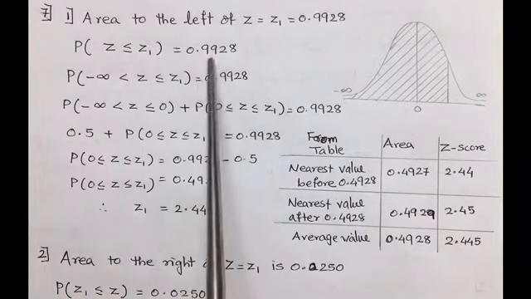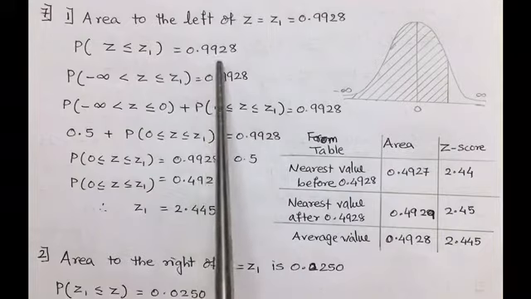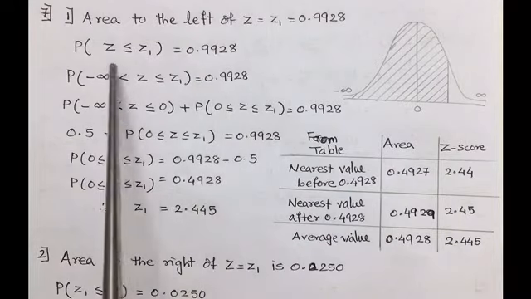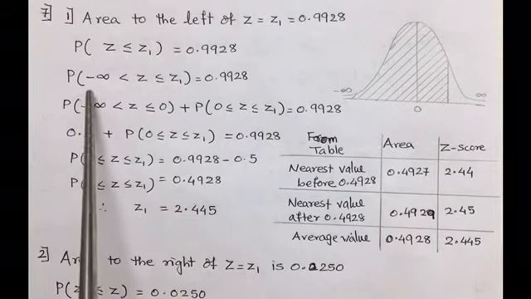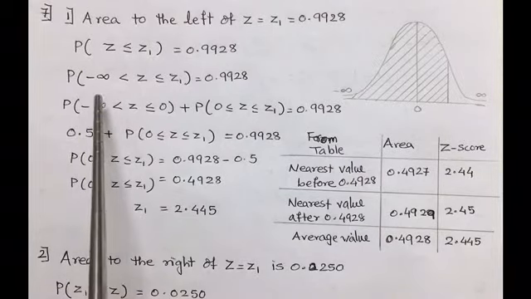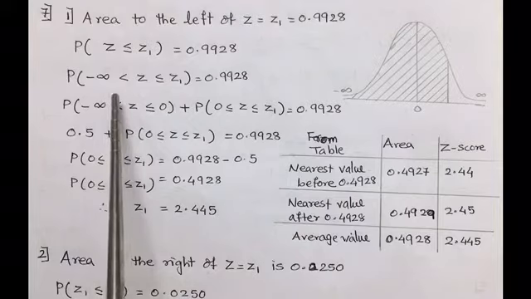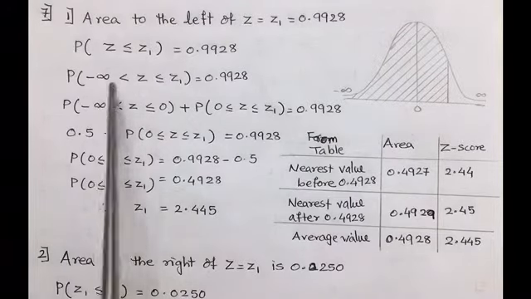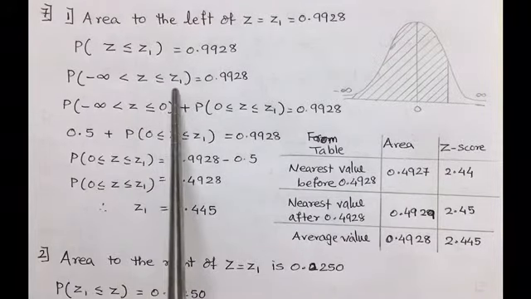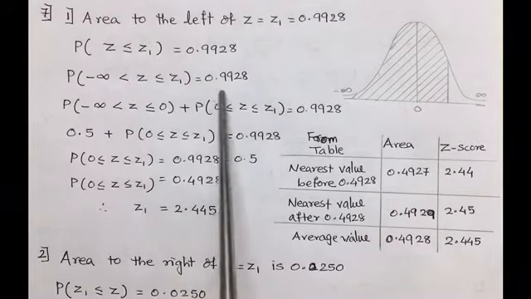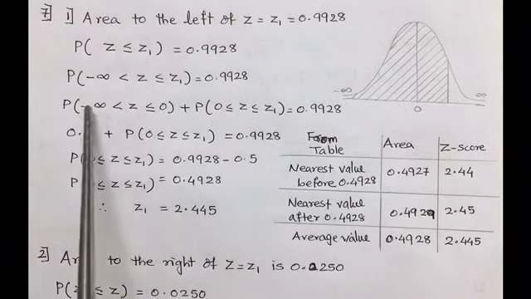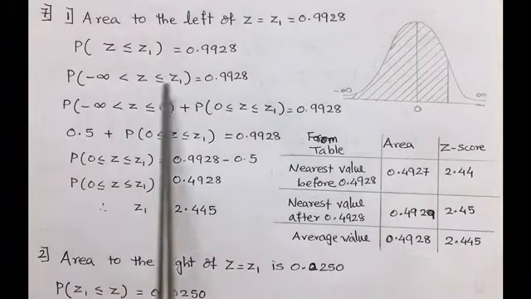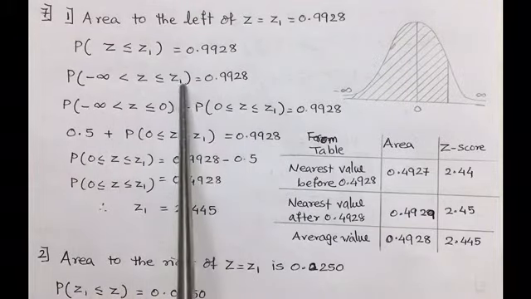That area given is 0.9928. Now as the left side of the limit is missing, we will put there minus infinity. So we get here minus infinity less than z less than or equal to z1, and that area is 0.9928. Now how to calculate the value of z1?